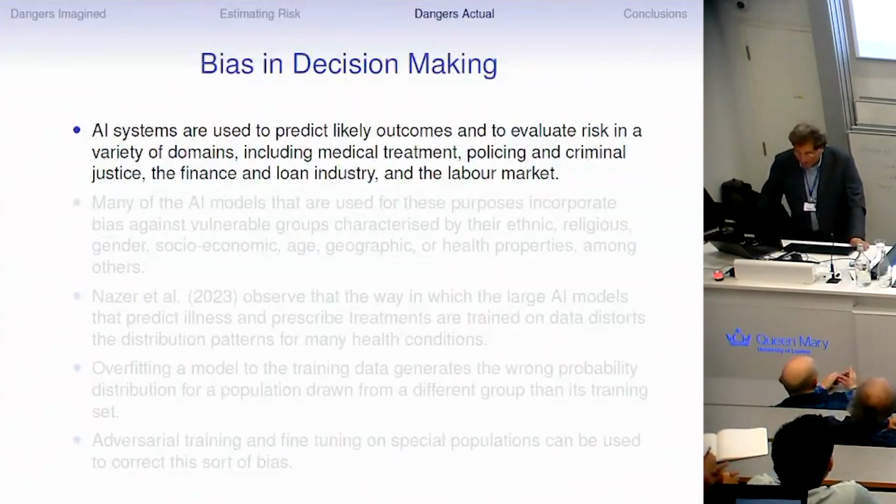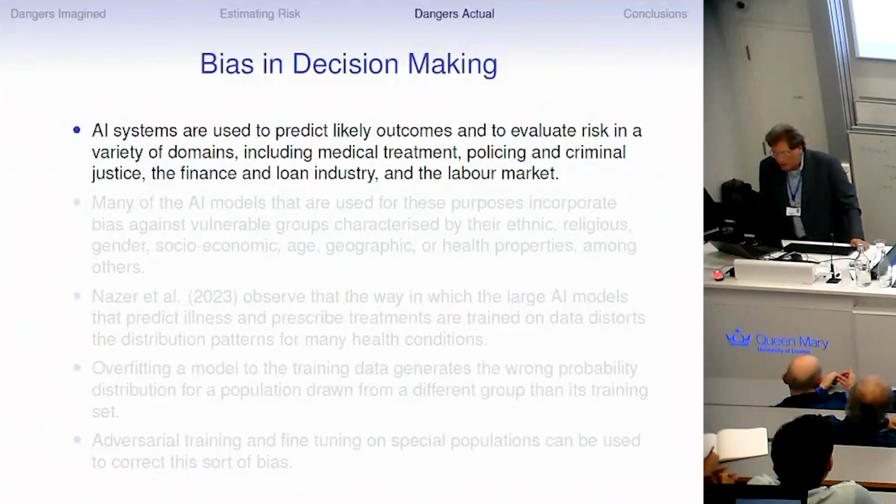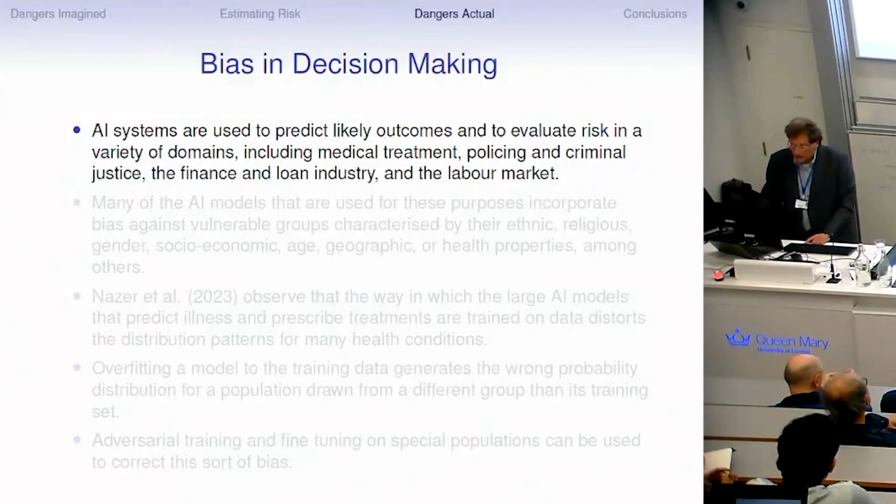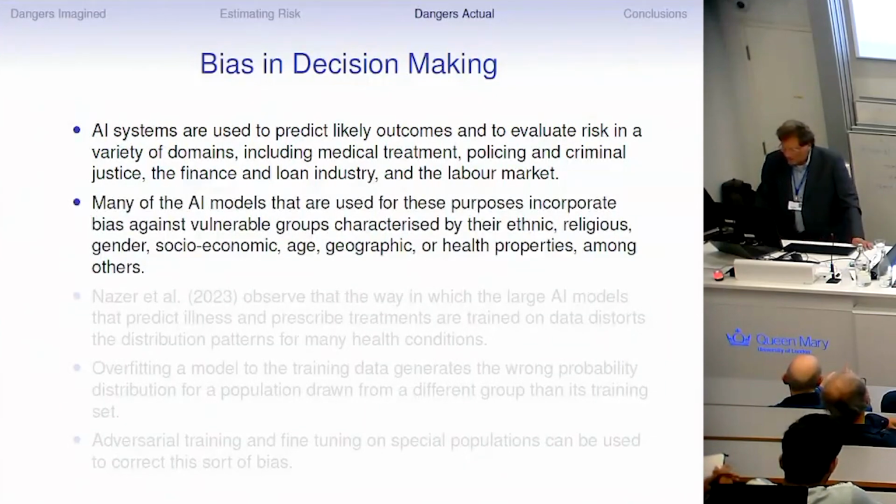Bias in decision-making. AI systems are used to predict likely outcomes and evaluate risk because they are very powerful tools for giving probability distributions over events, classes of events. So they can be used for medical treatment, policing and criminal justice, finance and the loan industry, on creditworthiness, hireability, and the labor market. The problem is, many of these models incorporate very serious biases that work against vulnerable groups because of their ethnic, religious, gender, socioeconomic, age, geographic, health properties, etc.